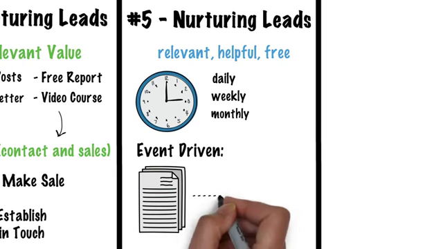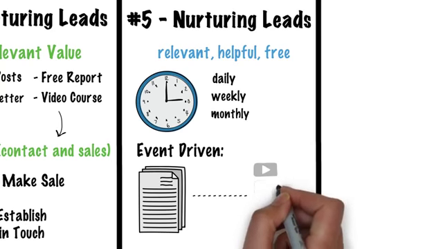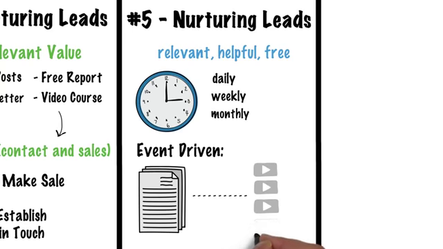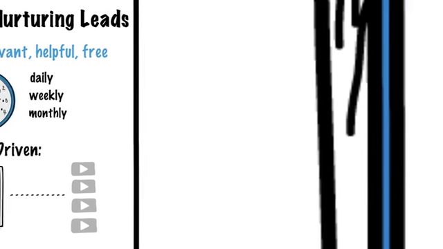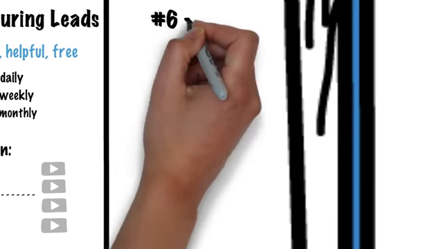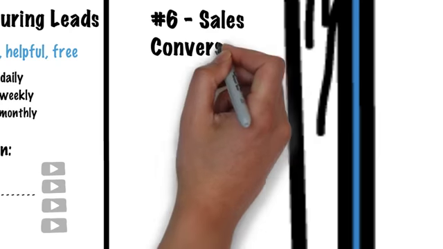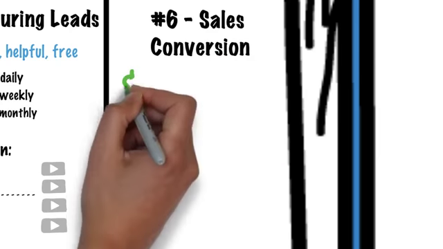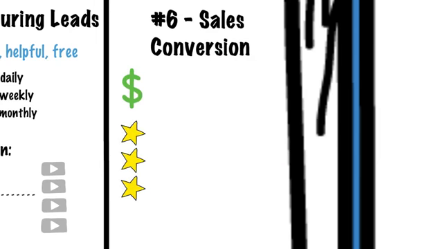This automatically enrolls them in a 4-video educational course emailed over the next month on what to look for when purchasing a commercial property. Once you've established enough trust with your prospect, you'll move on to point number 6, the sales conversion. 2 essential things to consider here are pricing and number of offerings.